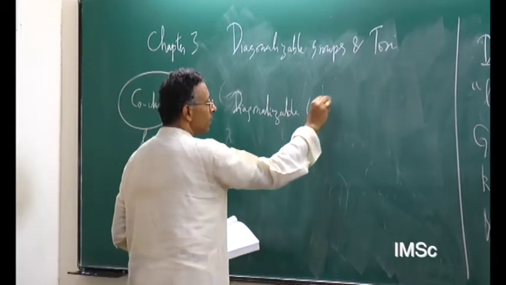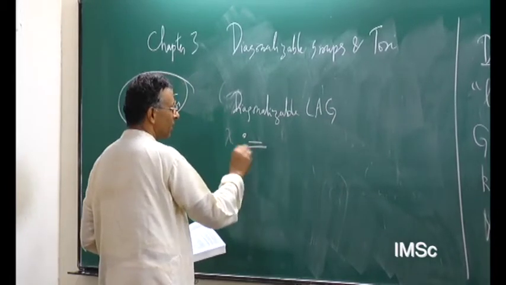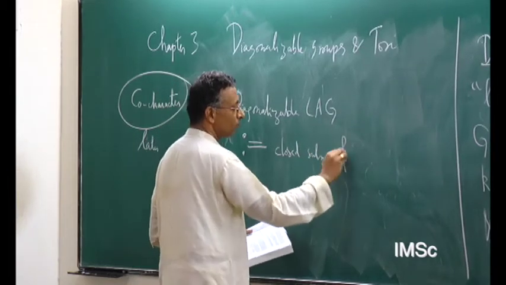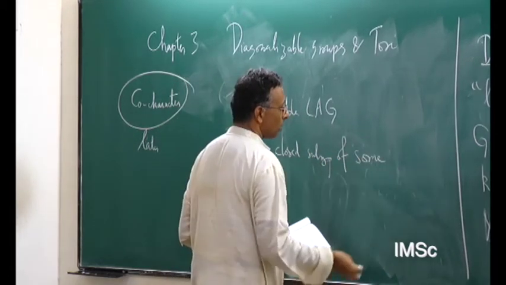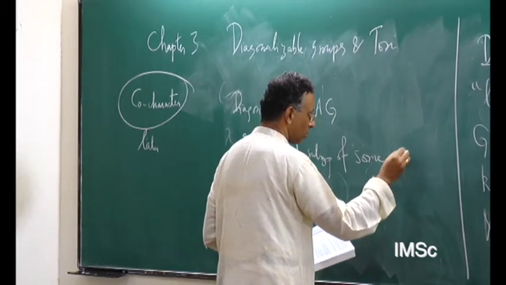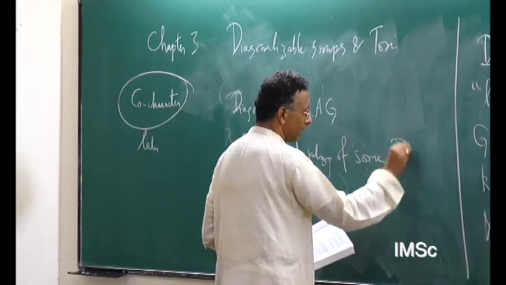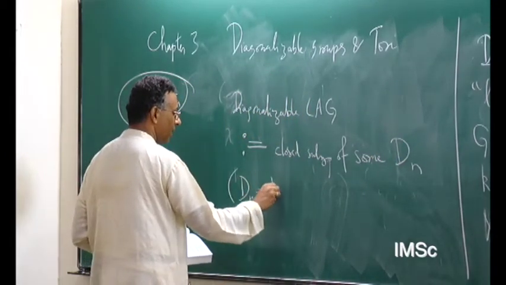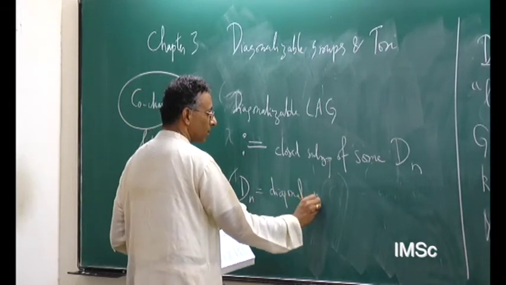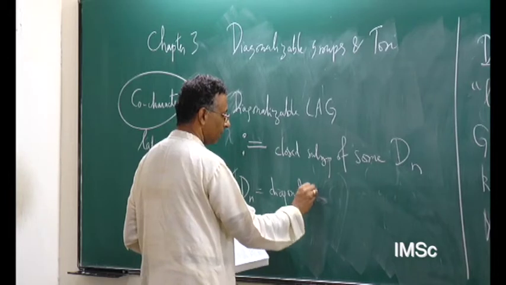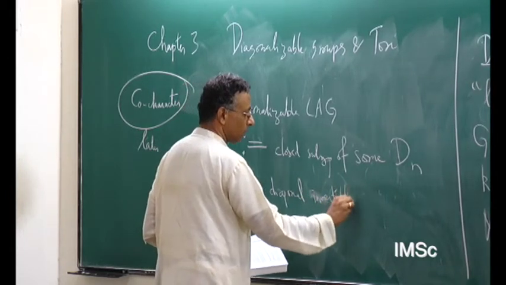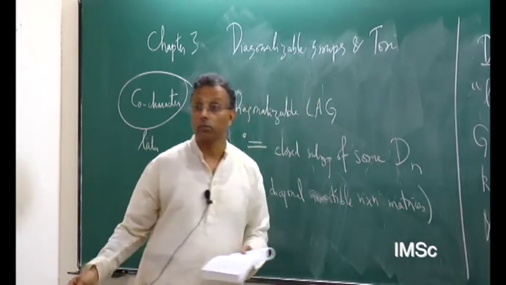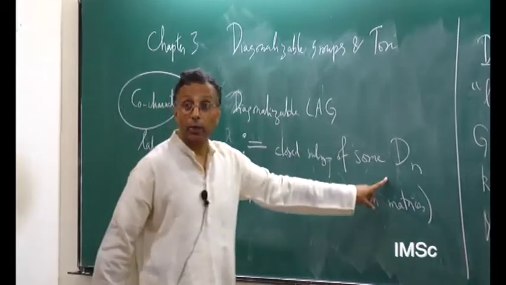A diagonalizable linear algebraic group, this is the definition, is a closed subgroup of some Dn, Dn being diagonal invertible n cross n matrices. Right? This is a linear algebraic group.